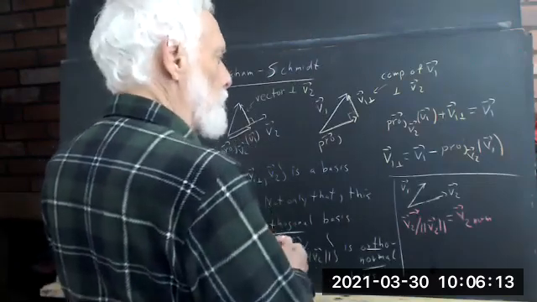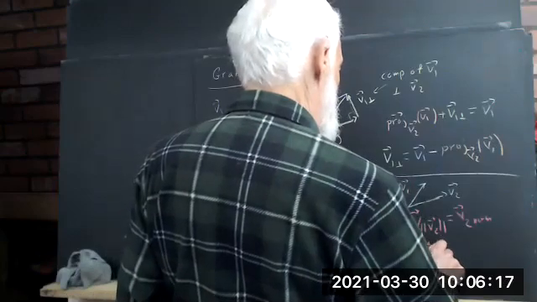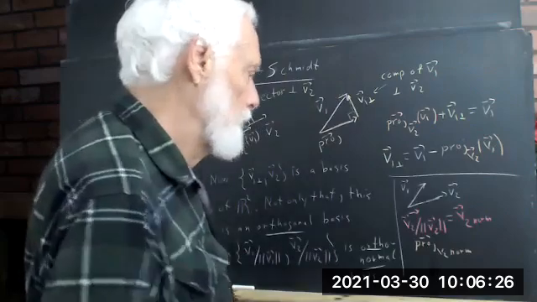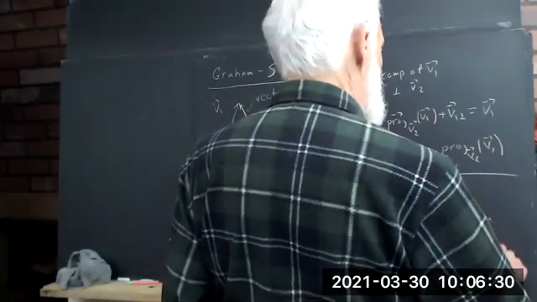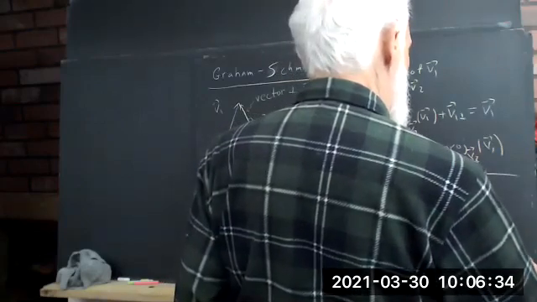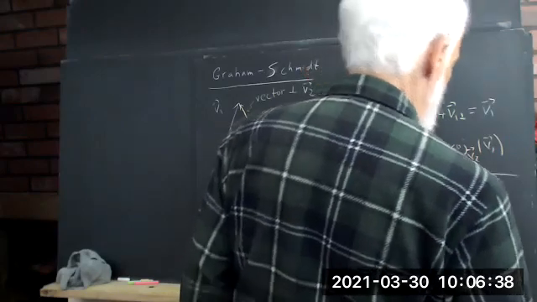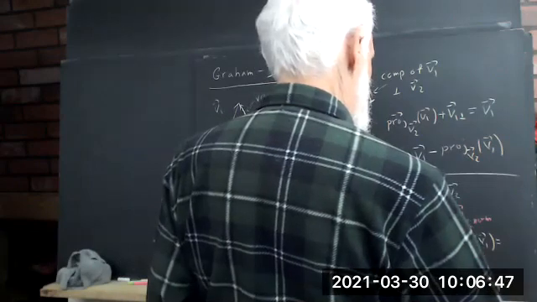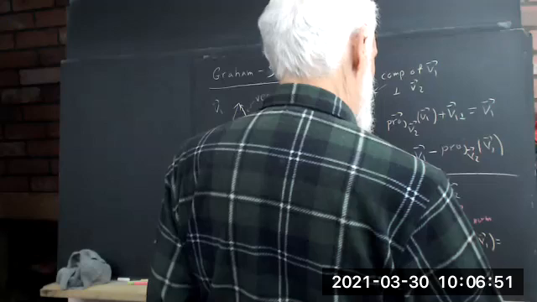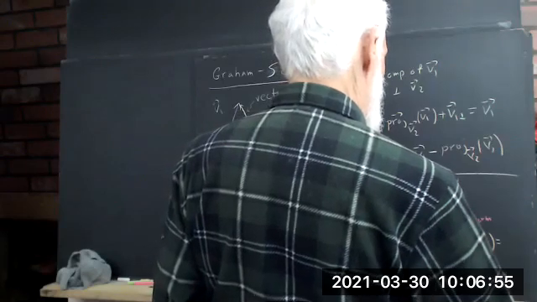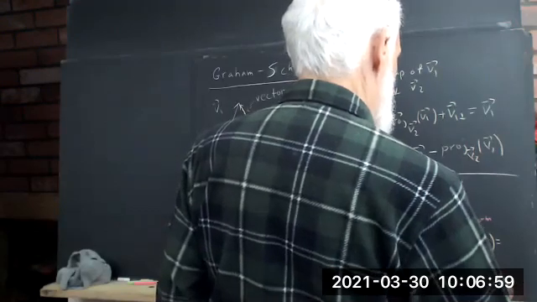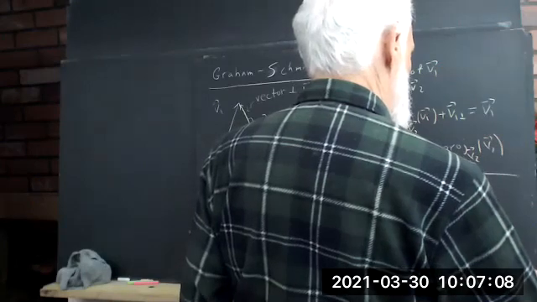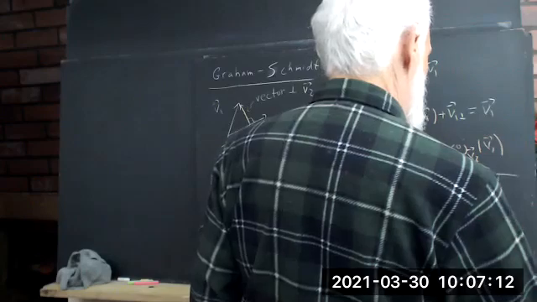So now your projection onto V2 norm of V1 equals, leave myself room, just V1 dot the normalized V2, multiplied by the normalized V2.